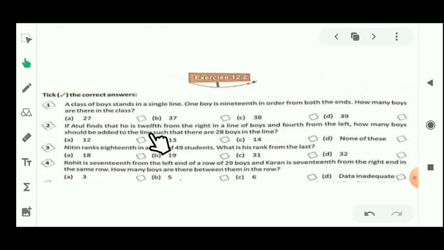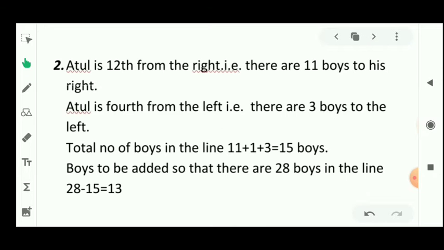If Atul finds that he is 12th from the right in a line of the boys and 4th from the left, then how many boys should be added to the line such that there are 28 boys in the line? Let's see the solution of the given question.